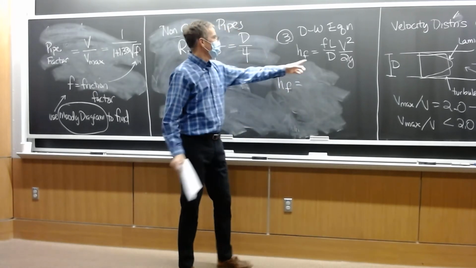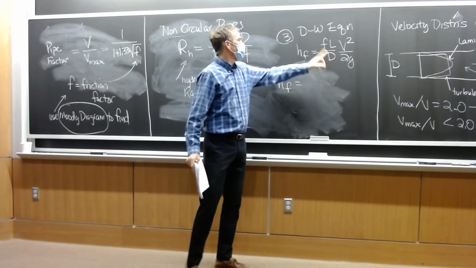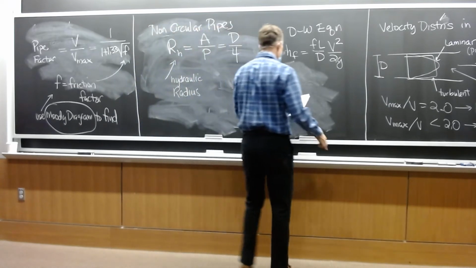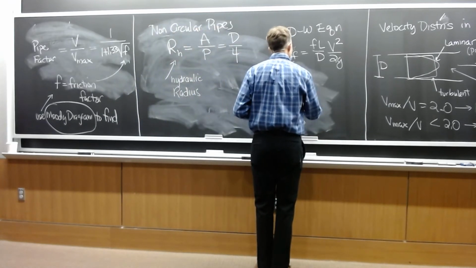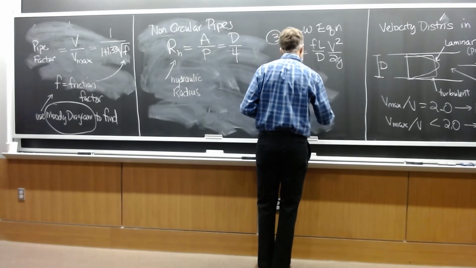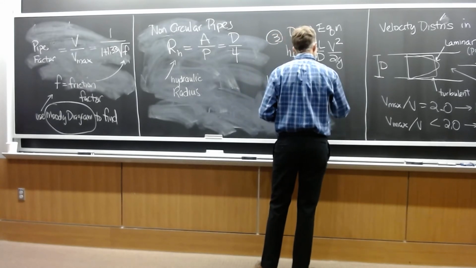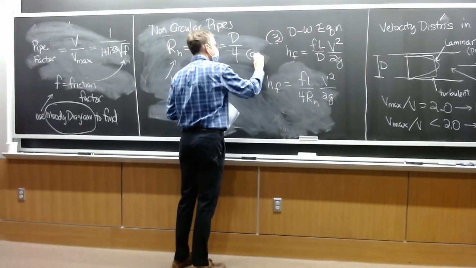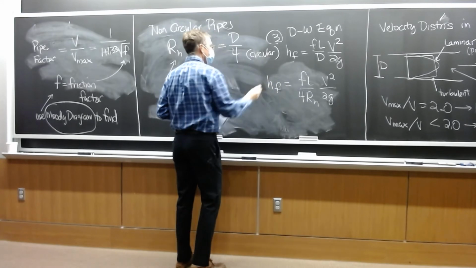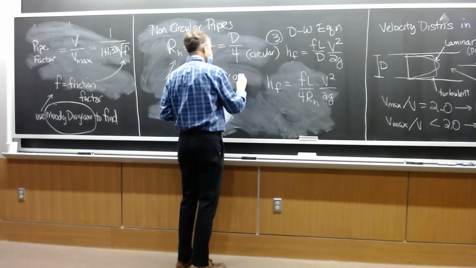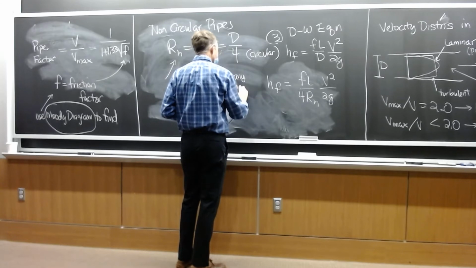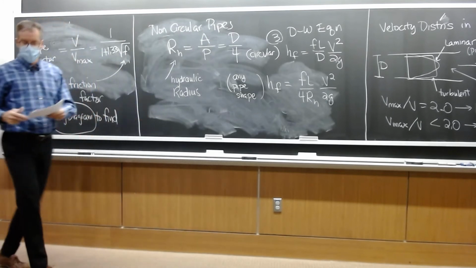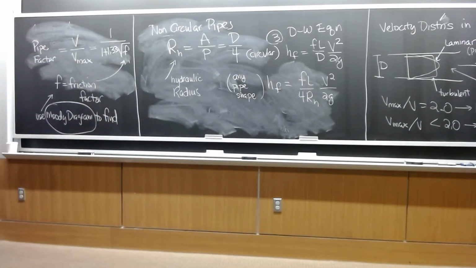And if you simply substitute R sub H into our Darcy-Weisbach equation here, you can see it as f L over. So we're going to have two cases, circular and one that works for any pipe shape, but both of them require the Moody diagram.